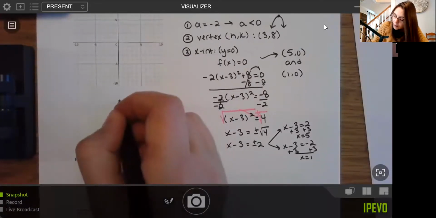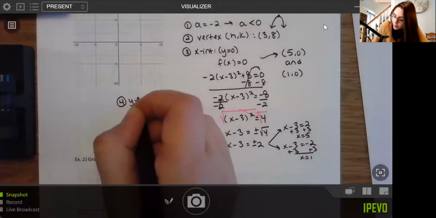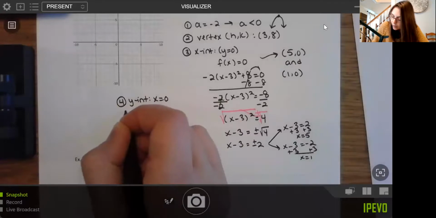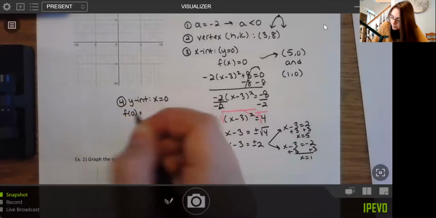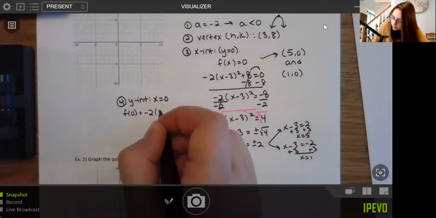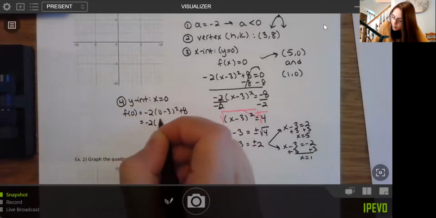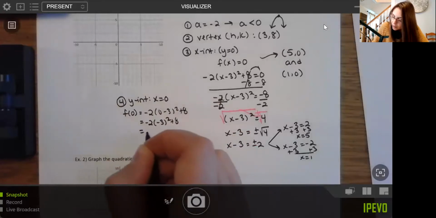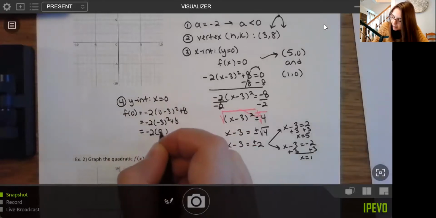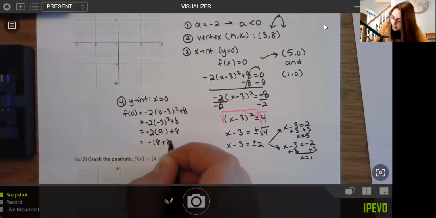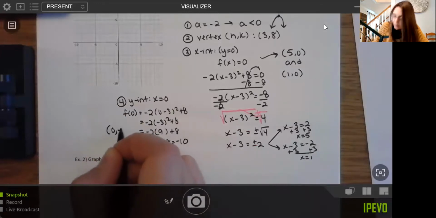And then the fourth thing they want us to look for are the y-intercepts. This part's usually a lot faster. So for the y-intercept, you're plugging in x = 0, so you're looking at f(0) here. 0 - 3 is just -3. Make sure you follow the order of operations. We're going to square first, which is 9. Here I have -18 + 8, and -10. So my y-intercept is going to be (0, -10).